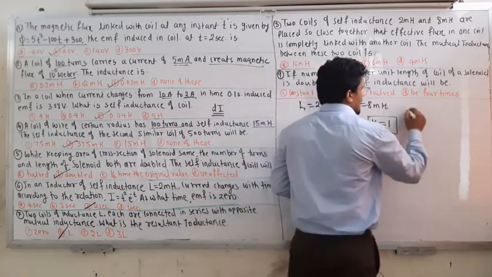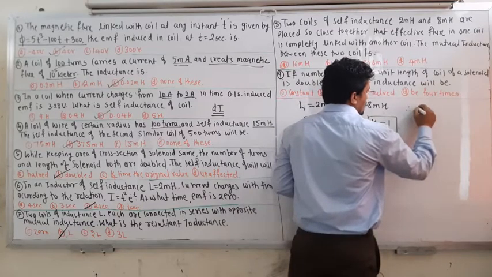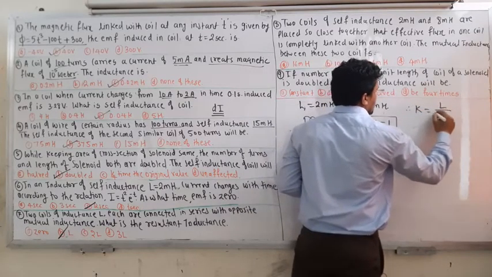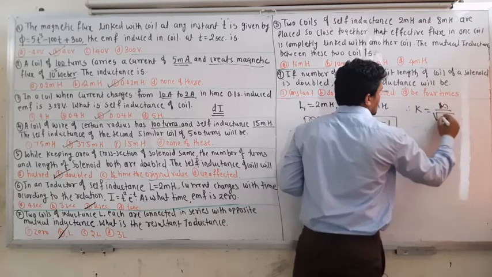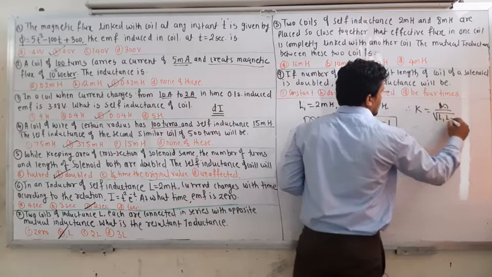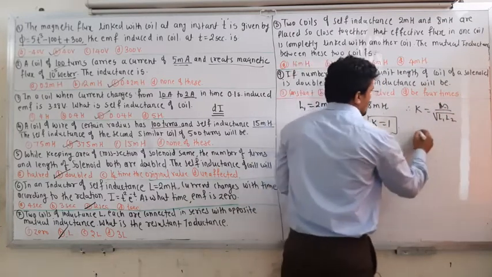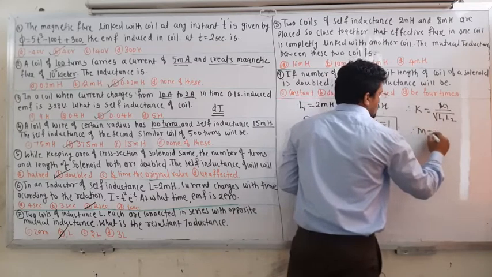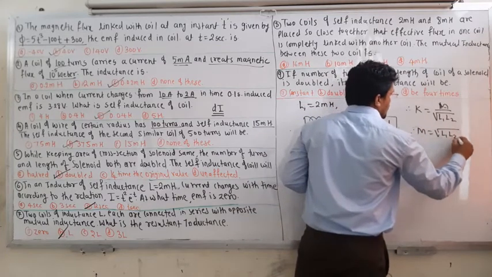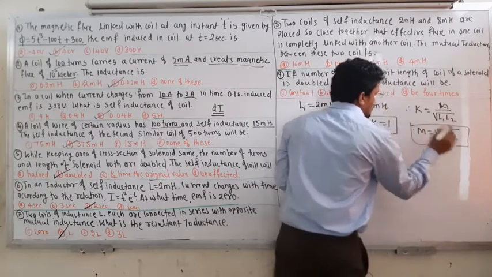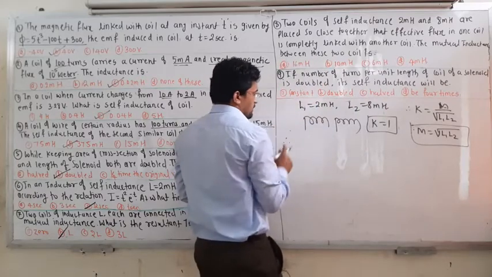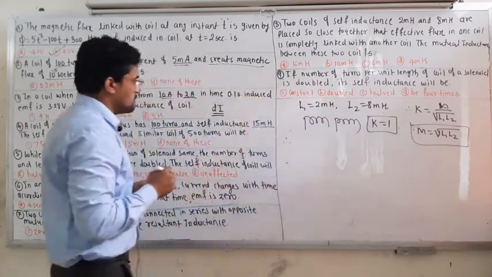So first find out the M itself. We know K is equal to M divided by under root of L1 and L2, and K is 1. Therefore M is equal to under root of L1 and L2. Okay, so remember this equation now.